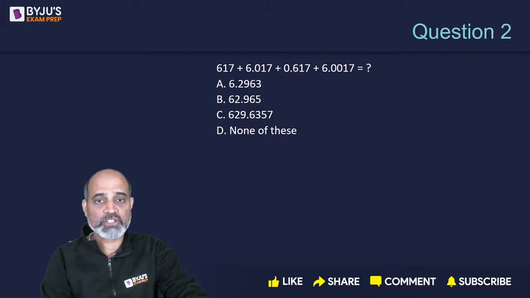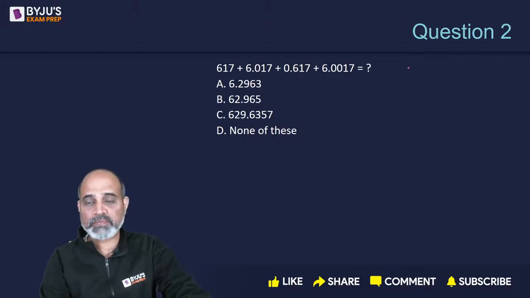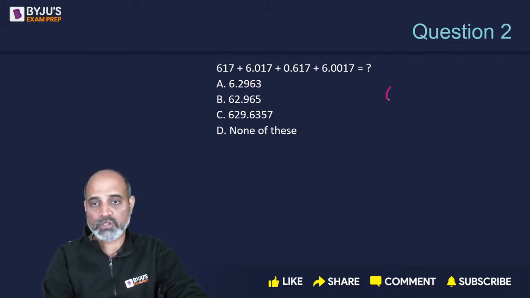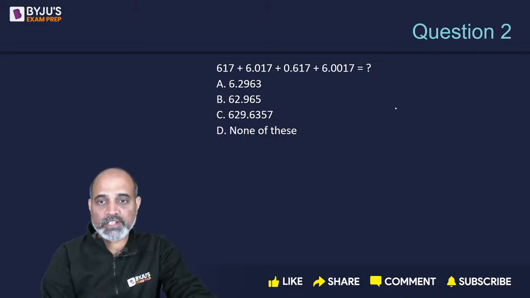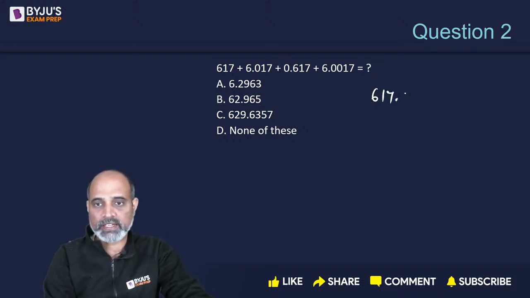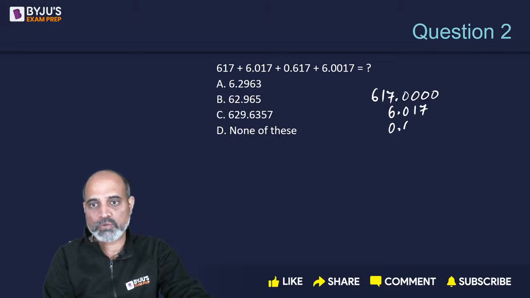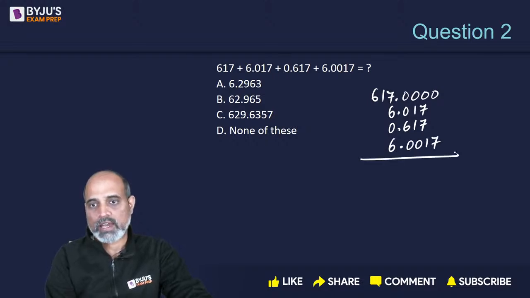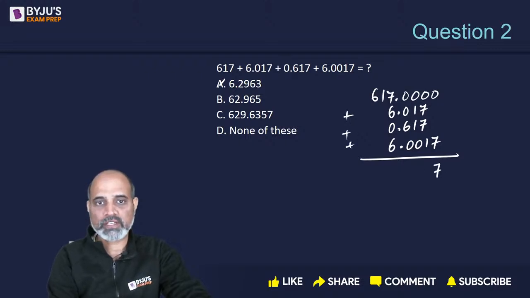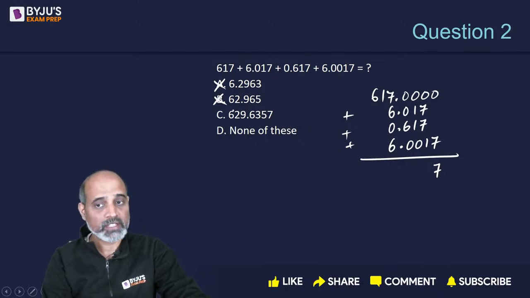617 plus 6.017 plus 0.617 plus 6.0017, this is going to be how much? I believe everybody is aware that you should write it in this particular format. Since we have 4 decimal places, I'll put 4 zeros. Next one is 6.017, next one is 0.617, and the next one is 6.0017. If we add all of them, the rightmost is going to be 7.